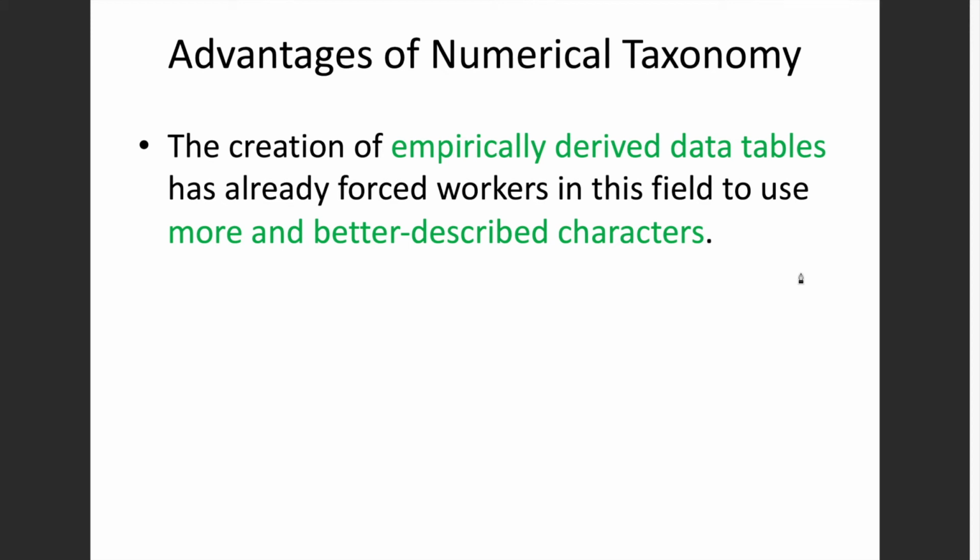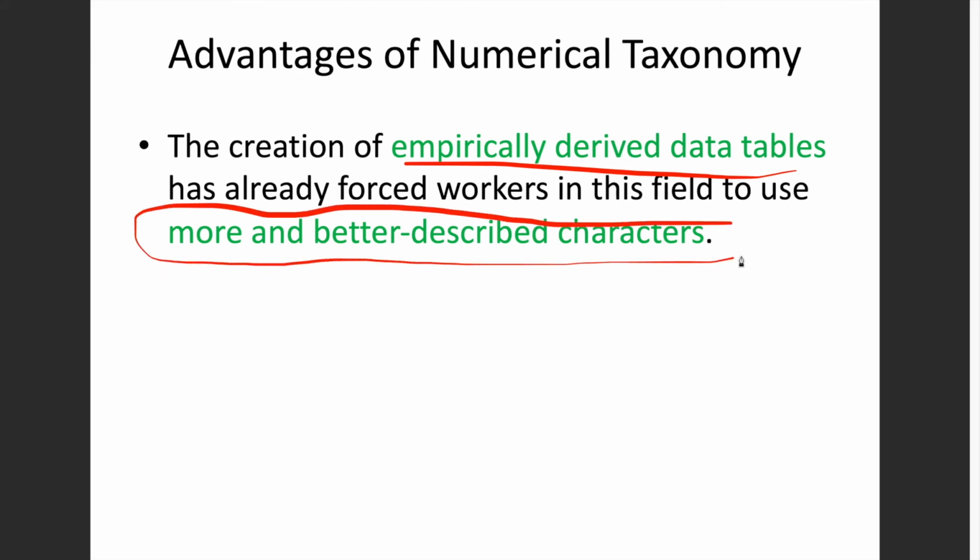And due to the automation that is in Phenetics, you have more time to look into more characters in order to generate more basis for your classification scheme that you're proposing. So the creation of all these empirically derived data variables and data tables, all those encoded data, can help you create a much better description of the characters and a much better description of the species or OTUs that you're describing.